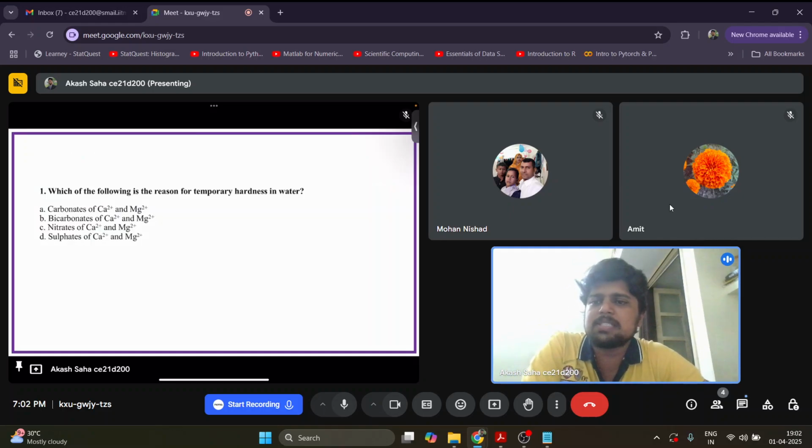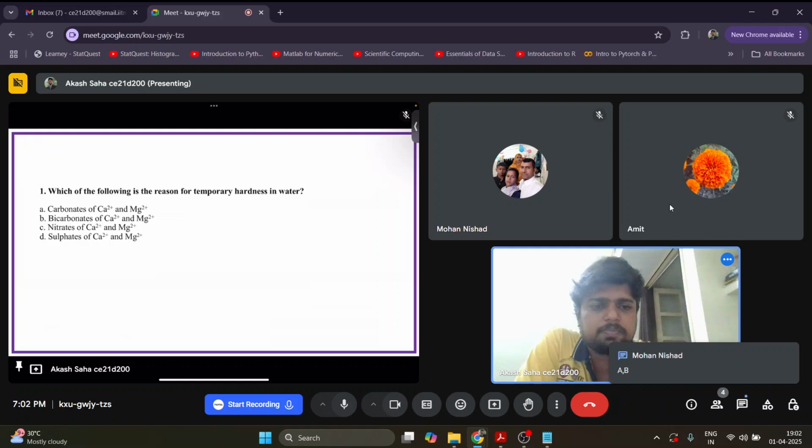So the first question says, which of the following is the reason for temporary hardness in water? Carbonates of calcium and magnesium, bicarbonates of calcium and magnesium, nitrates of calcium and magnesium, or sulfates of calcium and magnesium. So what do you think, which of them are the reason for temporary hardness? A and B, D. Okay, so I am getting different answers.